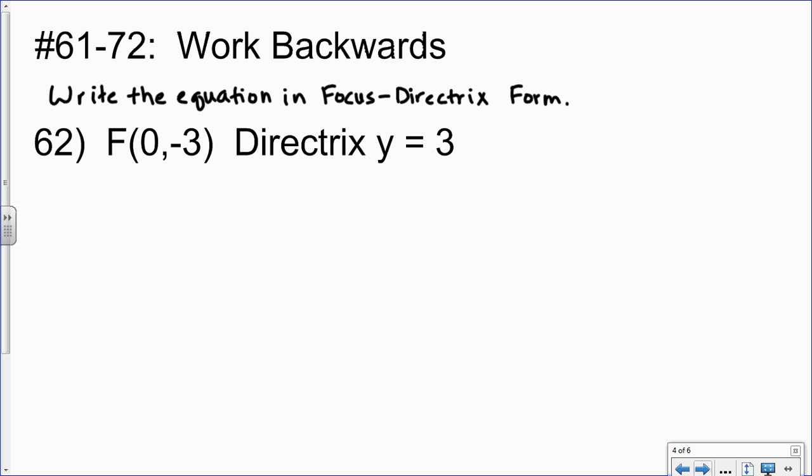Okay, so I will sketch what we have, because that helps me know how my parabola is opening, like which direction. So my focus is at 0, -3. Okay, so there's my focus. And my directrix is y equals 3. So I have to go through the y, which means that's a horizontal line. Your vertex has to be halfway between your focus and directrix. So where is my vertex? 0, 0. Good.